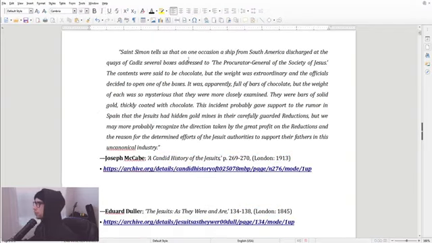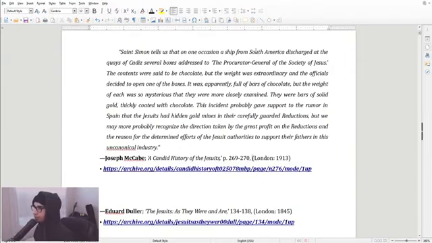It says, Saint Simon tells us that on one occasion, a ship from South America discharged at the quays of Cadiz several boxes addressed to the, quote, Procurator General of the Society of Jesus. Now, this is important when we come later, okay, guys? The contents were said to be chocolate, but the weight was extraordinary, and the officials decided to open one of the boxes. It was, apparently, full of bars of chocolate, but the weight of each was so mysterious that they were more closely examined. They were bars of solid gold, thickly coated with chocolate.